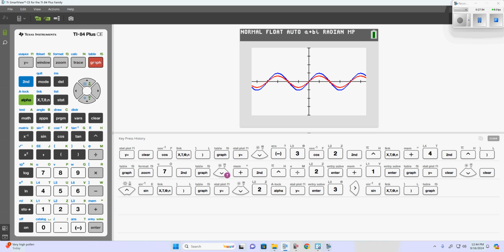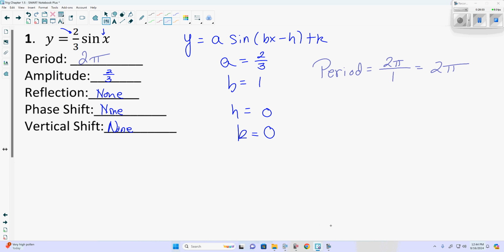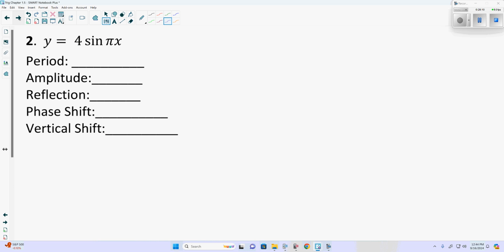And that's exactly what it did. It has the same period. It repeats in the same cycle. It's just 2/3 of the maximum and minimum values. And that's it. Questions over this here? Let's look at the next one.